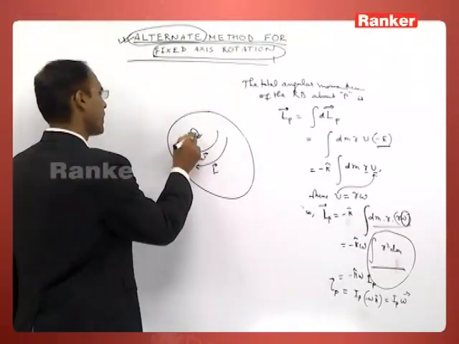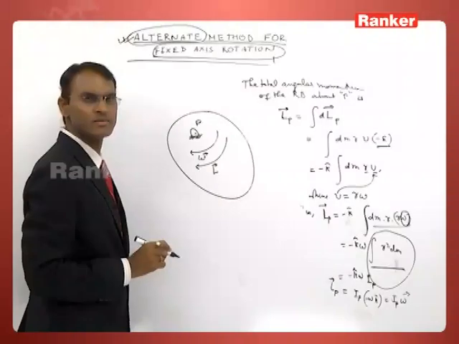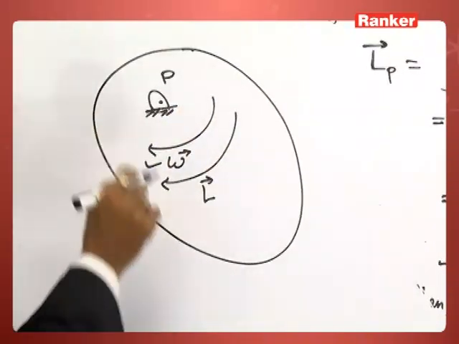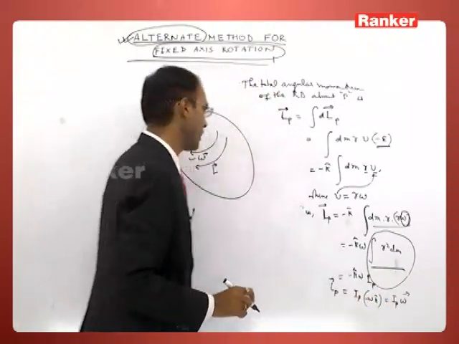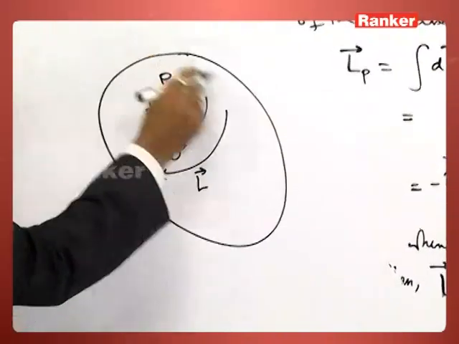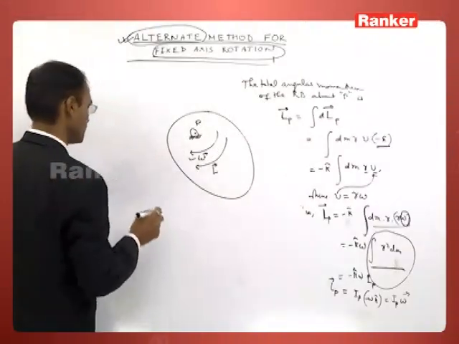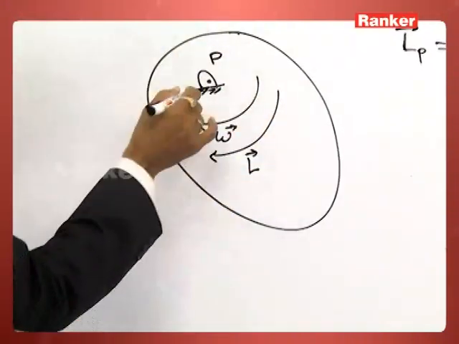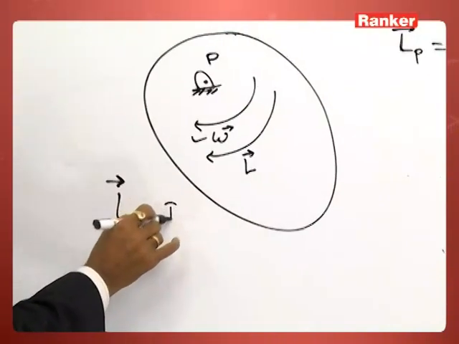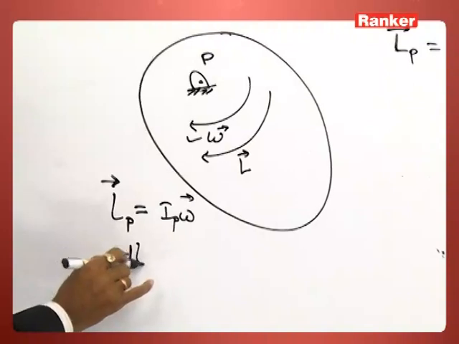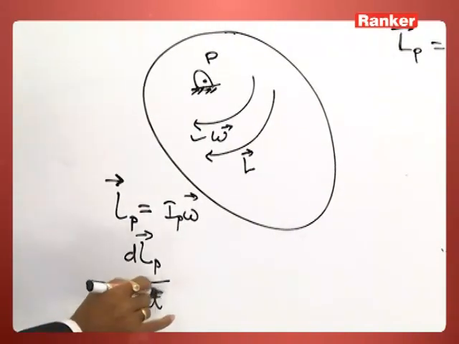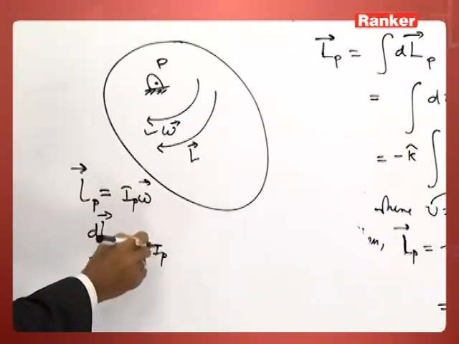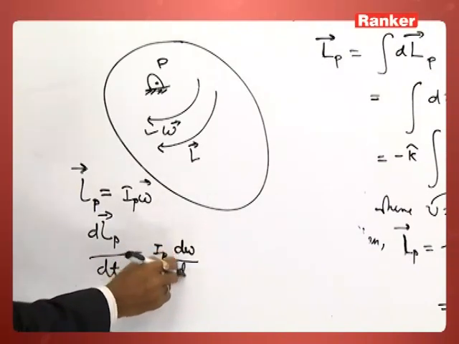So, this rigid body, which is pivoted at this point, rotates with an angular velocity omega. Its angular momentum will be equal to I_p into omega, where I_p is the moment of inertia of the rigid body about this point. After we calculate the angular momentum of the rigid body about this point, differentiate both sides with respect to time once to get dL_p/dt is equal to I_p into d omega/dt.